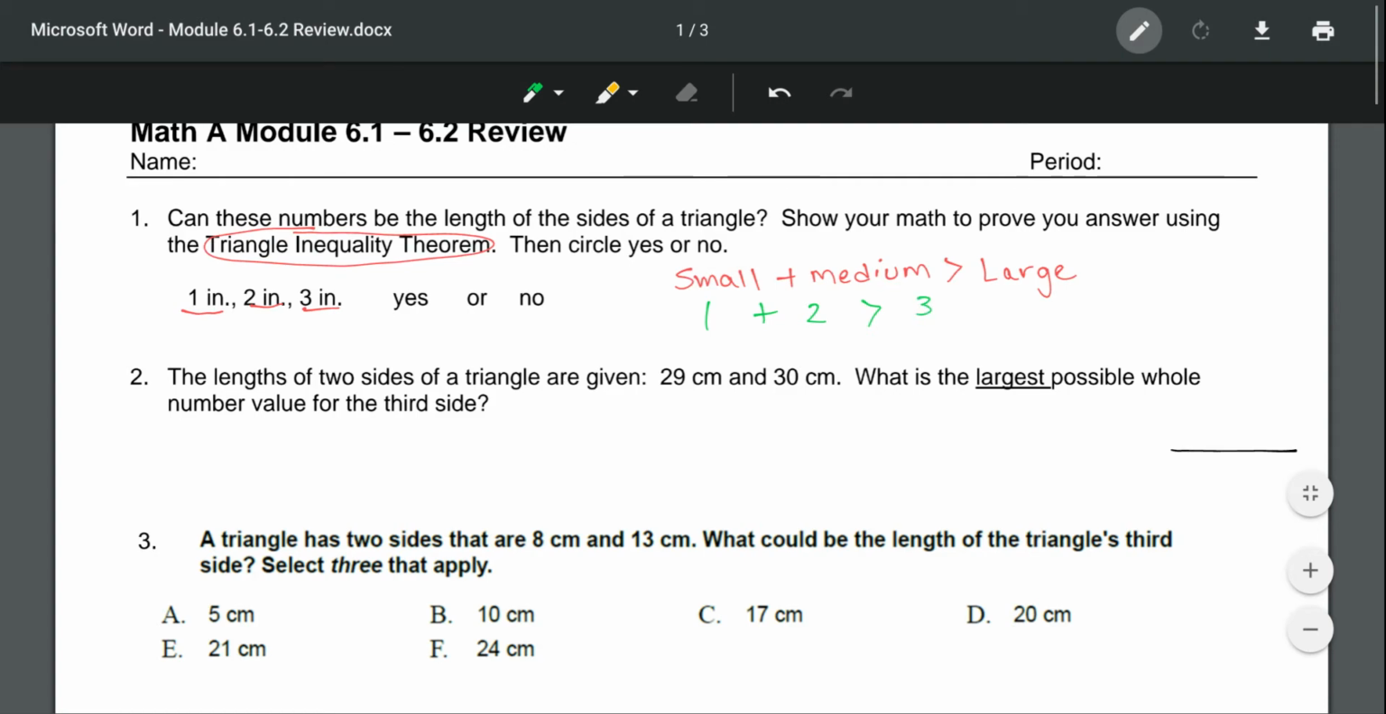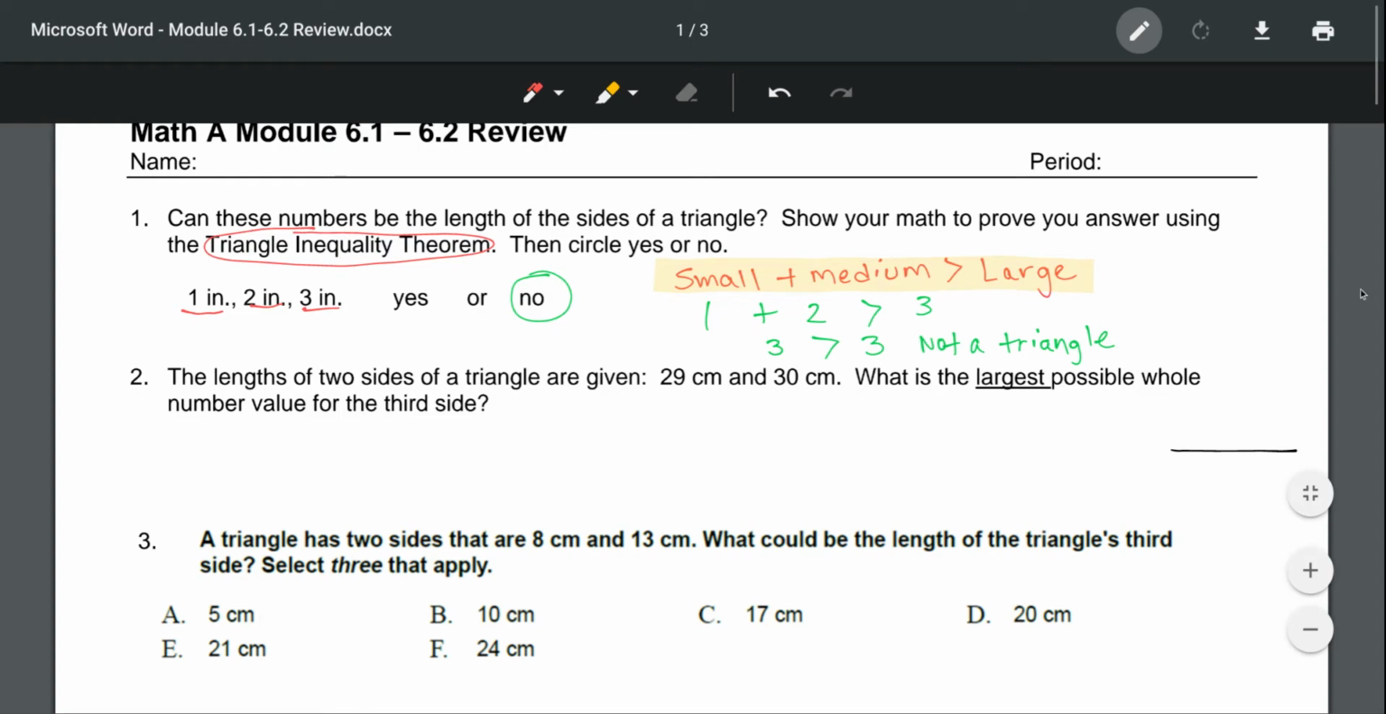So 1 plus 2 is 3. Since 3 is not greater than 3, it's equal to 3, then this would not form a triangle. So the sum of the small and the medium side has to be strictly greater than the large side, otherwise it's not going to form a triangle. Make sure you have that triangle inequality clear. The small plus the medium has to be greater than the largest side.